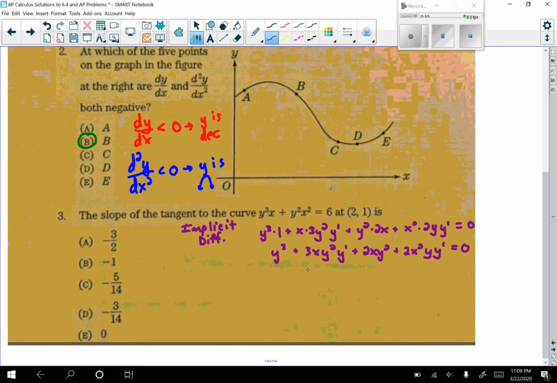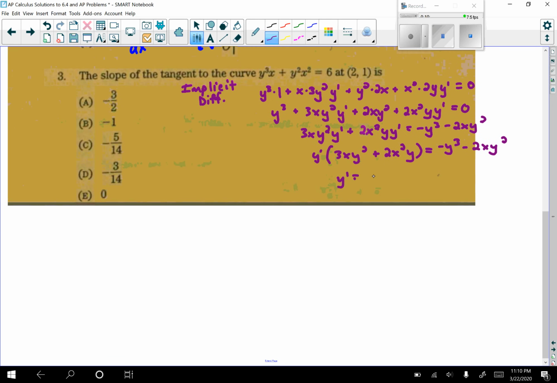And we'll keep the two y prime terms on this side, so 3xy squared y prime plus 2x squared y y prime equals negative y cubed minus 2xy squared. Factor out a y prime. We will have 3xy squared plus 2x squared y equals negative y cubed minus 2xy squared. All right, so y prime is going to equal negative y cubed minus 2xy squared all over 3xy squared plus 2x squared y.